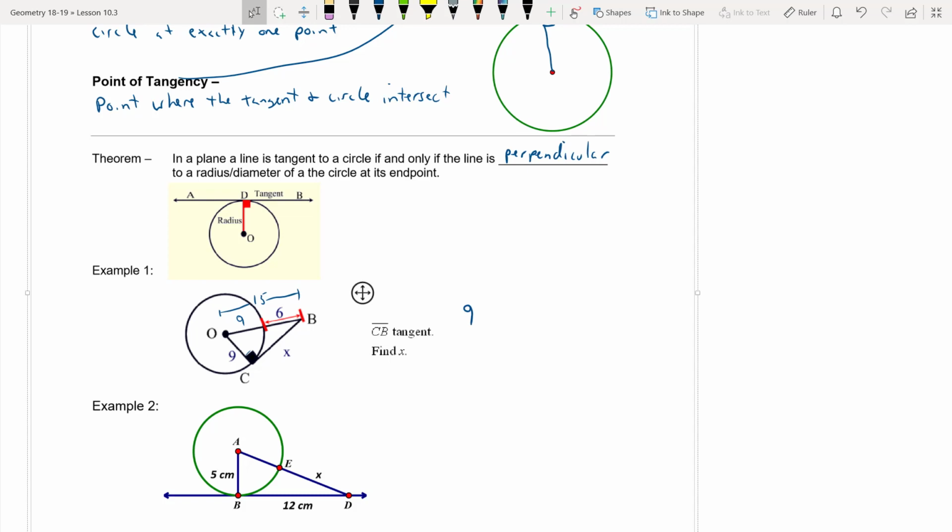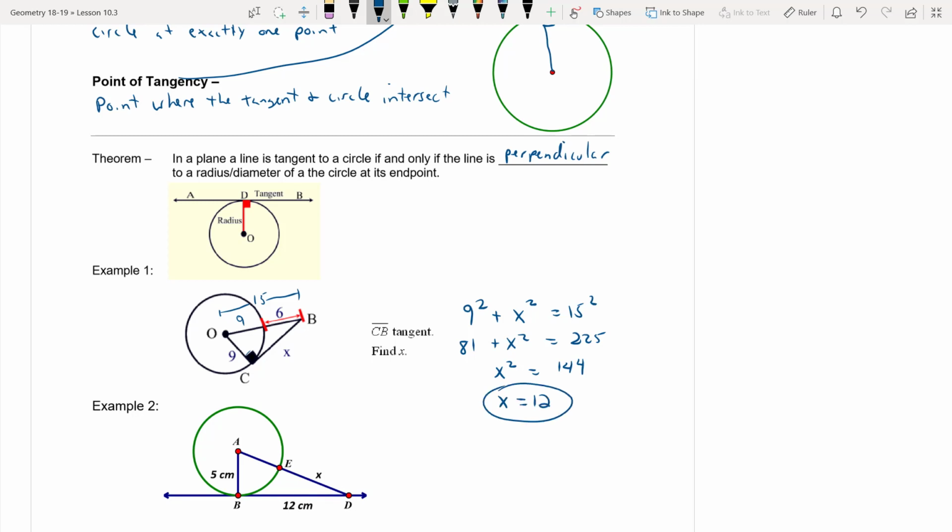So if I'm looking closely at this, I've got Pythagorean theorem here. I've got 9 squared plus x squared equals 15 squared. And I've got 81 plus x squared equals 225. And when I work through this, I have x squared equals 144, and x is going to give me 12. Just solving Pythagorean theorem at that point, which I know you guys have done over and over and over again.